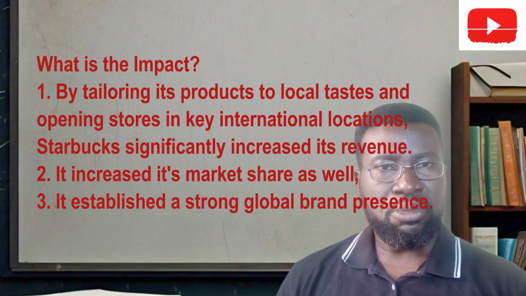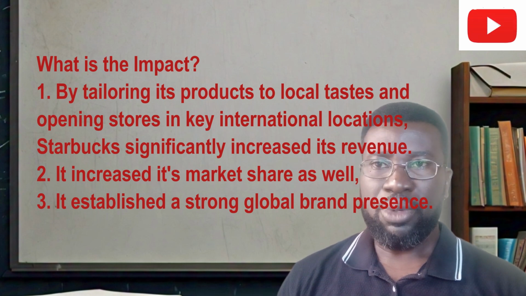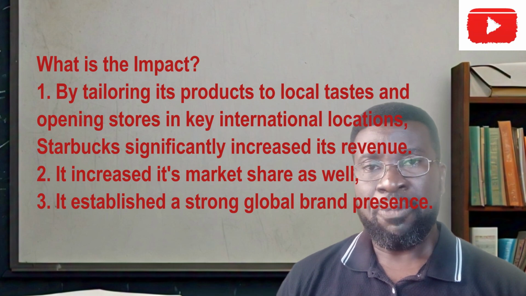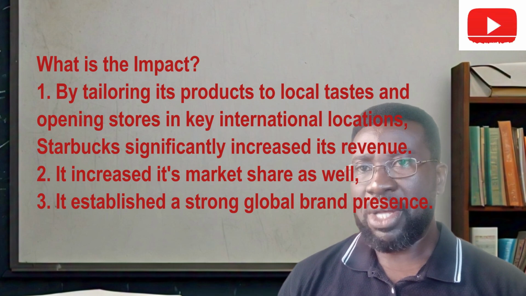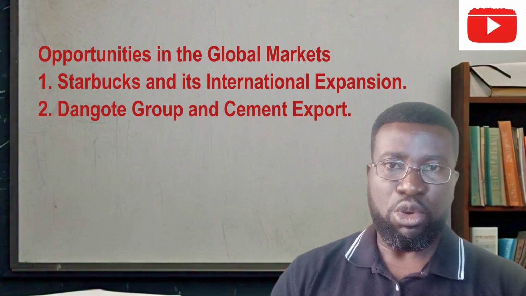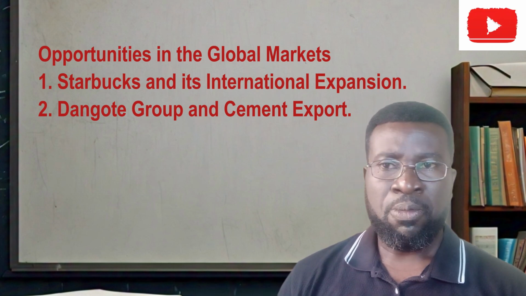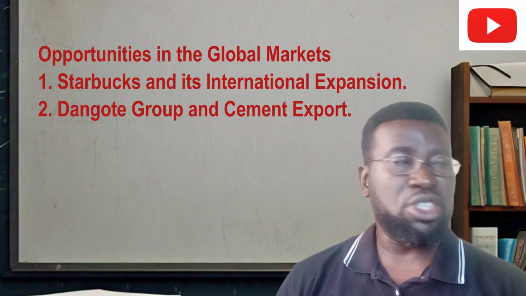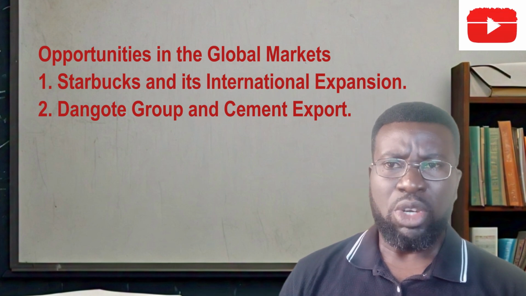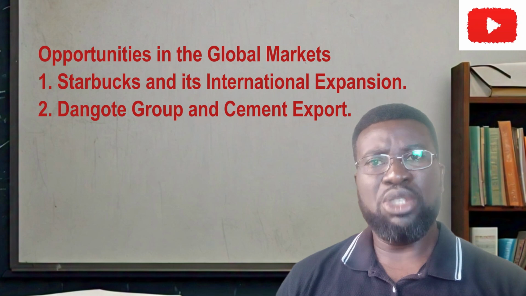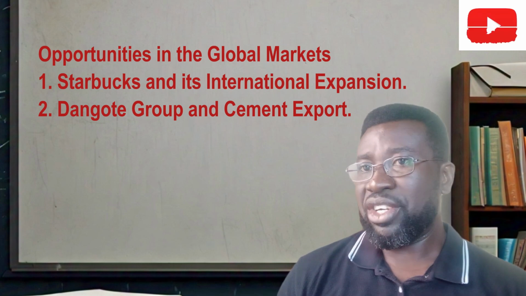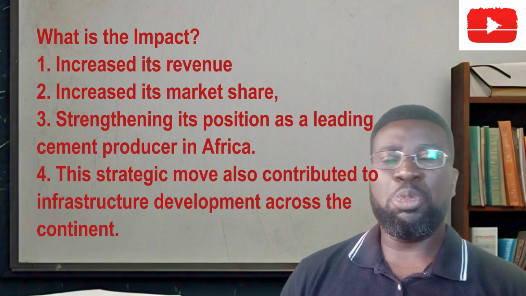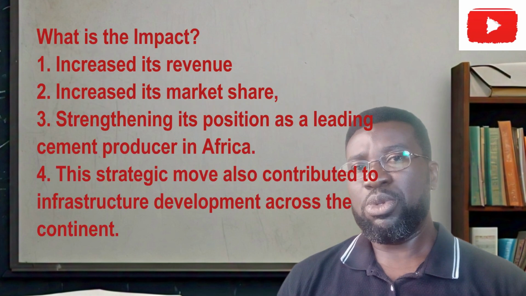What of Dangote Cement? Dangote Group, with its product Dangote Cement, one of Nigeria's largest conglomerates, expanded its cement production capacity to meet the growing demand for construction materials in Africa and beyond. By tapping into global markets, the company positioned itself as a major cement exporter. What was the impact of this? The expansion into the global market enabled Dangote Group to increase its revenue and market share, strengthening its position as a leading cement producer in Africa.